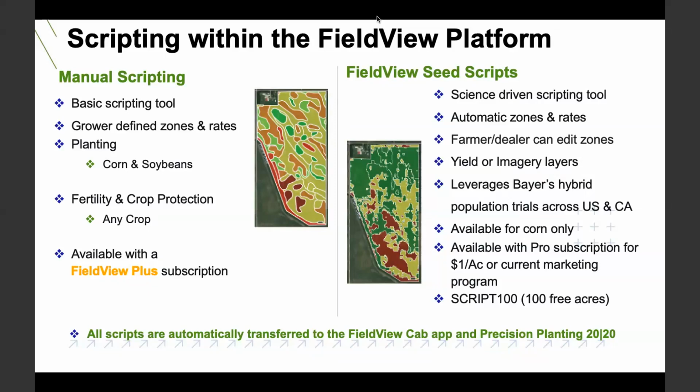There are some promotions floating around depending on where you're at in the country. The nationwide program that we have is Script 100. What this is going to do is when you're going through the checkout process, in the promotion code box, type in Script 100, and it's going to get you 100 free acres of scripting for the FieldView seed scripts. We'll go more in depth in the details as we go through, but this is just a high-level overview.